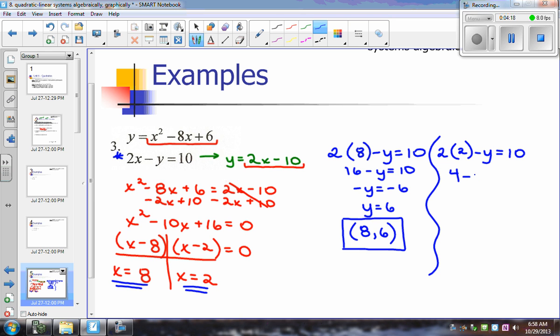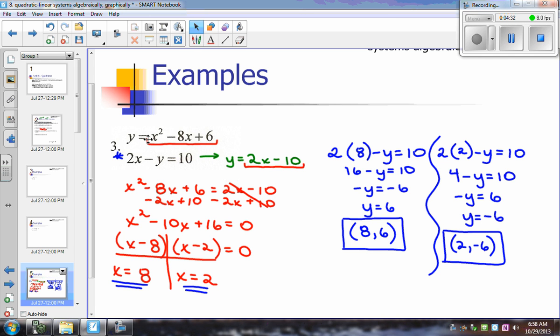So in this case, we get negative y equals positive 6. Divide both sides. And we get the other point of intersection at 2, negative 6. Again, this is a concept you guys have covered back in algebra. I know it's been a long time since you've probably seen it, but there it is.